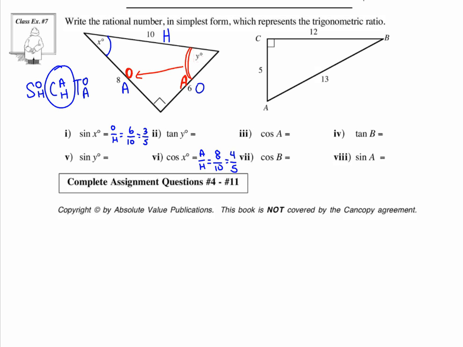Sine of y, opposite over hypotenuse for y. What's opposite of y? 8 divided by 10, or 4 over 5. And tan of y, which is opposite over adjacent, 8 over 6, or 4 over 3. Okay, we're going to skip this one.